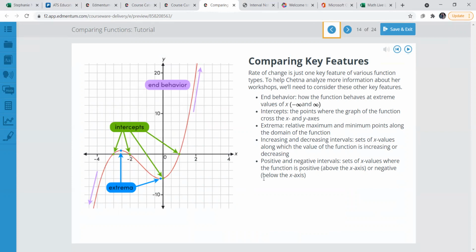Our next one here, extrema, the relative maximum and minimum points along the domain of the function. Okay, so the maximum and minimum points here. And then we have increasing and decreasing intervals, so sets of x values along which the value of the function is increasing or decreasing. All right, so then what does that mean? We have positive and negative intervals. So sets of x values where the function is positive, above the x-axis. So here, the negative below the x-axis, so this way.